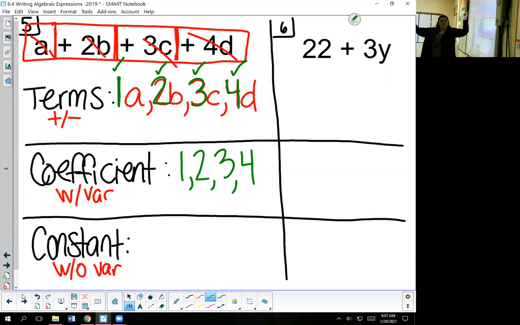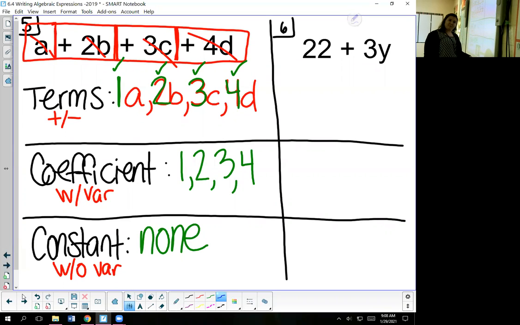Wait, I just took up all my numbers. I don't have a term that doesn't have a variable. So do I have a constant? No, I do not. You have no constant. I took up all my numbers. I took up the 1, the 2, the 3, the 4. So this time I don't have a 1. It's okay to not have a constant. So that's it. It's done. You always have coefficients together.